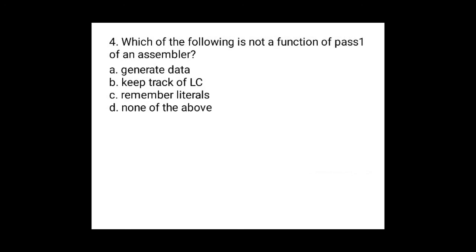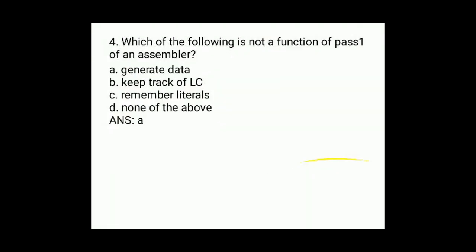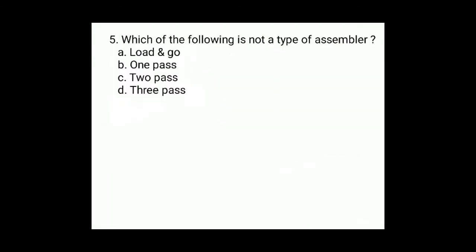When you are terminating your source program, you should terminate it by the keyword called end. Next, in a 2-pass assembler, the task of pass 2 is to do what? The first option is separate the symbol, mnemonic opcode and operand fields. Option B is build the symbol table. Option C is synthesize the target program. Option D is none of the above.